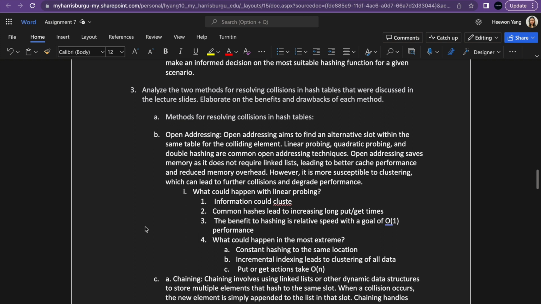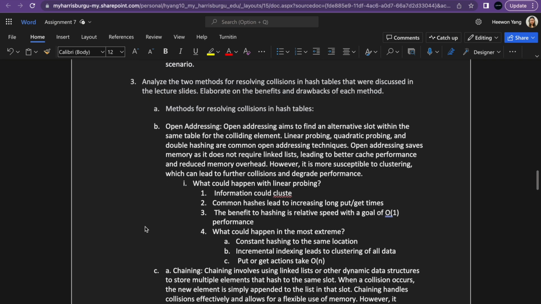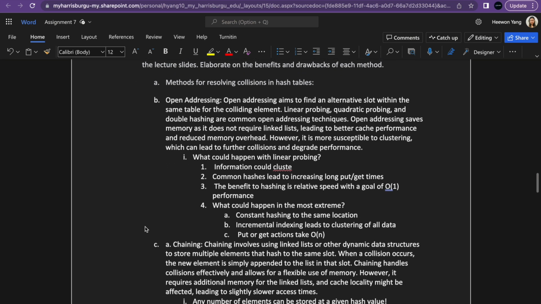The third question that was asked in the homework was: analyze two methods for resolving collisions in hash tables that were discussed in the lecture slides. Elaborate on the benefits and drawbacks of each method. So let's take a look at the first method that was described, the open addressing method. Open addressing aims to find an alternative slot within the same table for the colliding element. Linear probing, quadratic probing, and double hashing are common open addressing techniques.